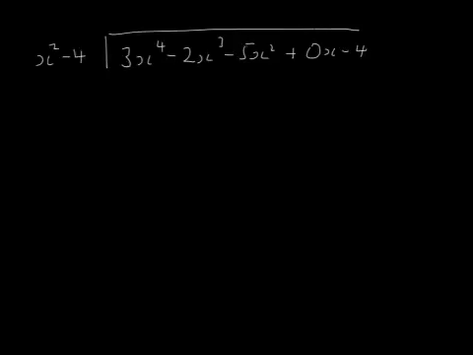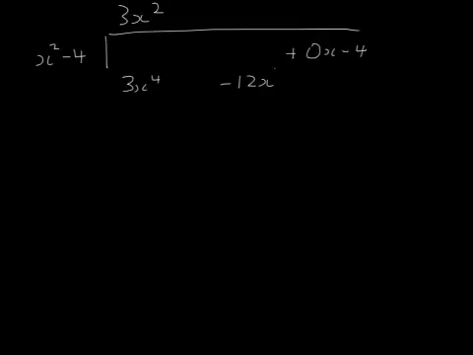So what do you times x squared by to make 3x to the power 4? Well, that's obviously 3x squared. Let's do 3x squared multiplied by x squared minus 4. So we get 3x to the power 4. And then 3x squared times minus 4 is minus 12x squared. So let's make sure everything lines up and write that there. Do a takeaway. Nothing there.